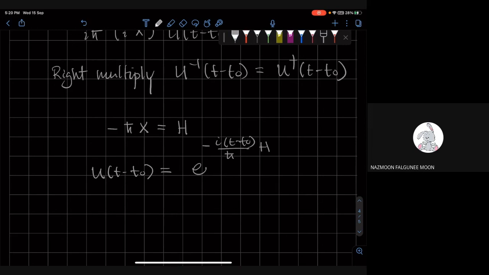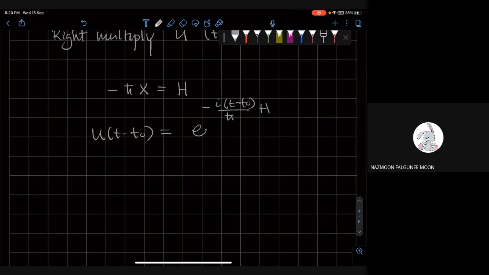Is this clear? Is there any question about this derivation? No question, sir. Okay. And see that in the limit in which t is equal to t0, this U becomes the identity operator, as required by the boundary condition.